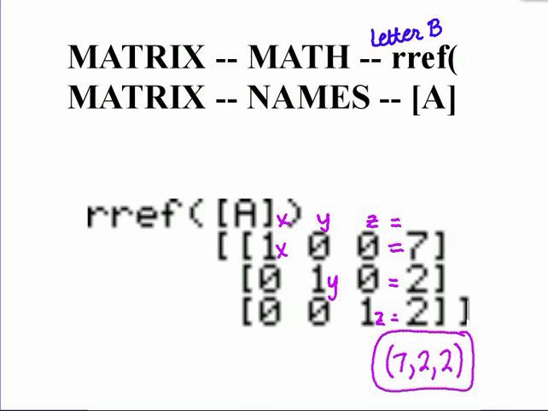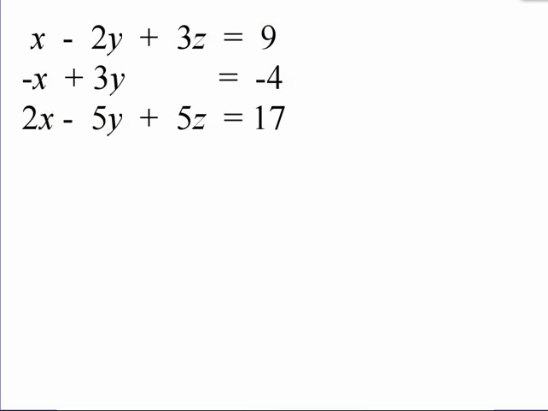So pretty slick. What we're going to do now is look at a problem, and I'm going to show you how reduced row echelon form really works well. So what I'm going to do is put this in an augmented matrix. What would it be? Should we put it into B? Rows: 1, -2, 3, 9; -1, 3, 0, -4; 2, -5, 5, 17.